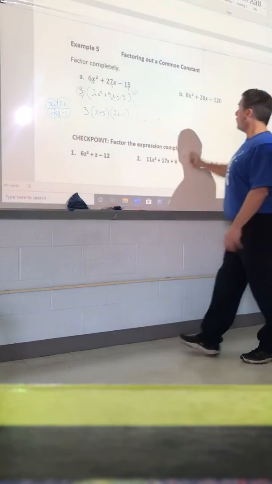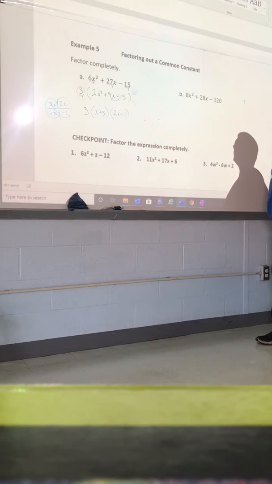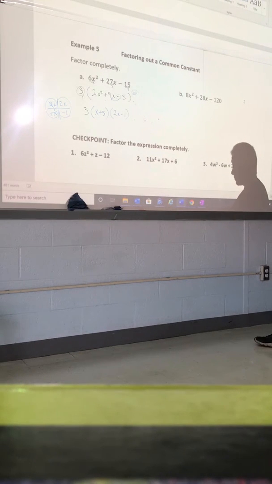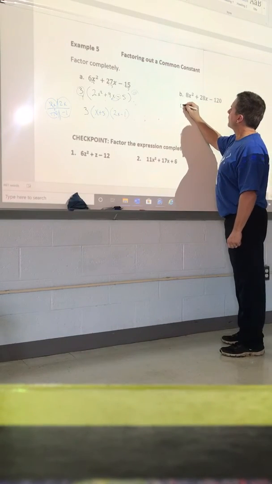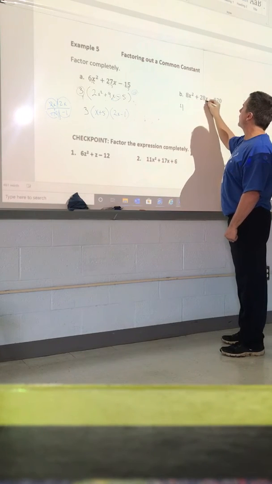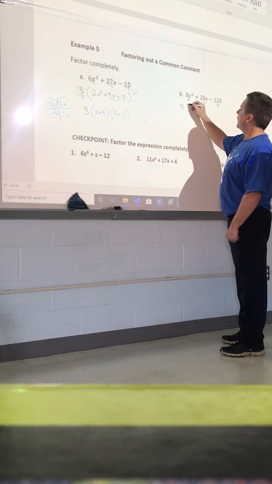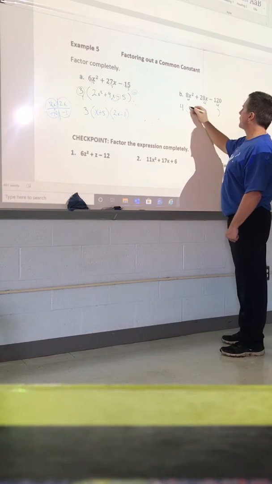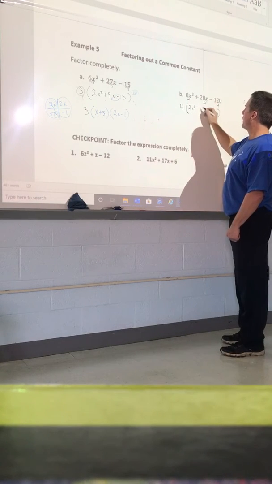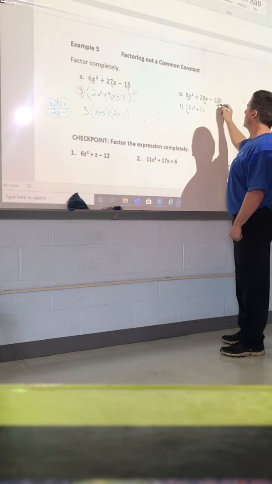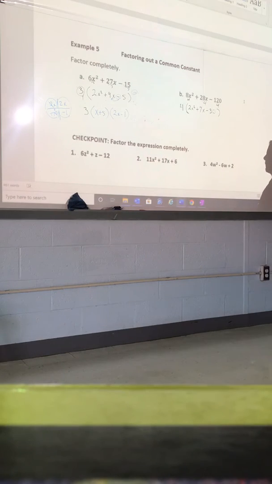All right, so we look at the next one. Again, we got an 8, a 28, and a 120, and it looks like they're all divisible by 4. So again, we're going to factor that 4 out. We divide them all by 4, and then we write what we're left with in the parentheses. Dividing by 4 gives us 2x squared, 7x, and 30.